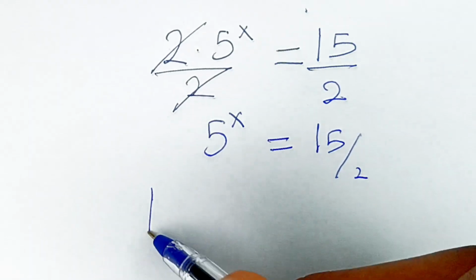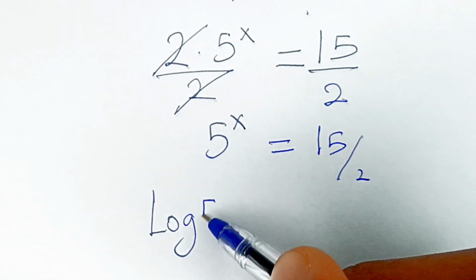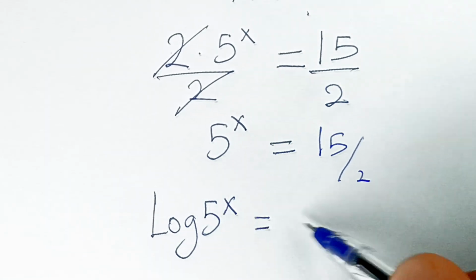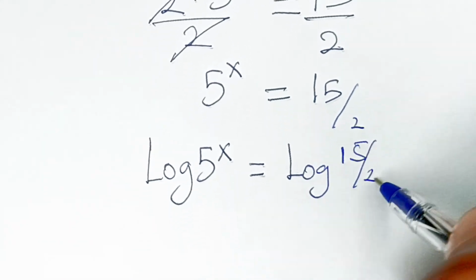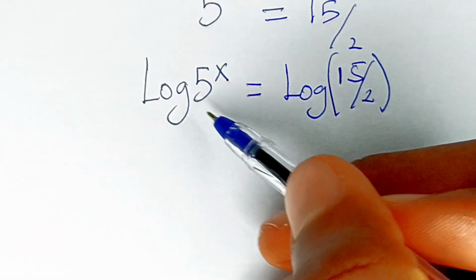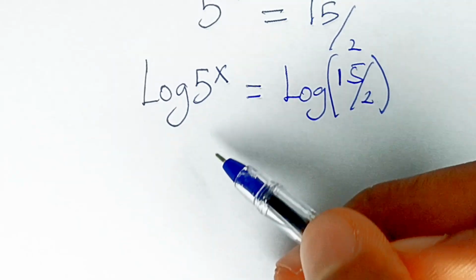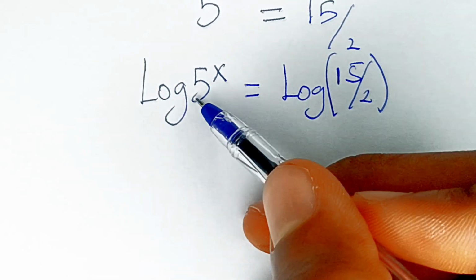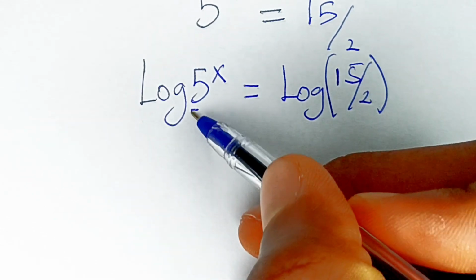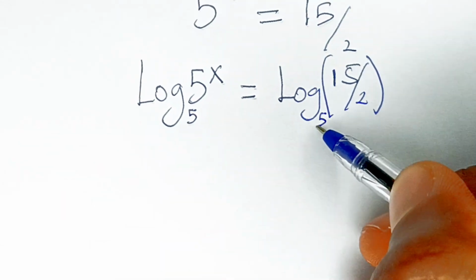So we say the logarithm of 5 to the power of x will be equal to the logarithm of 15 divided by 2 in bracket like this, okay? Now this logarithm we're going to take to make it easier for us and to make our work straight to the point. We're going to take the logarithm in the base of the number carrying x. The number carrying x here is 5. So we take logarithm in base 5 of both sides.